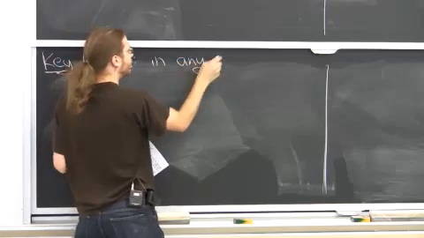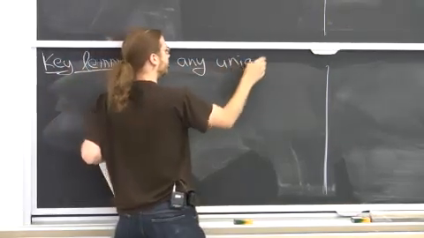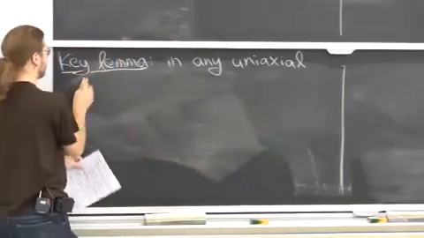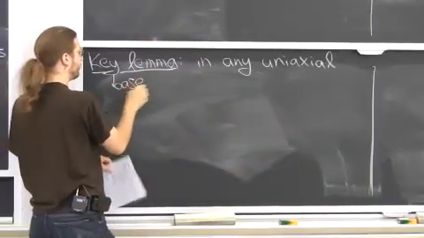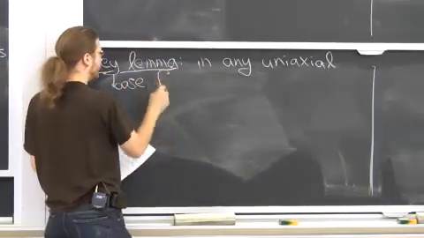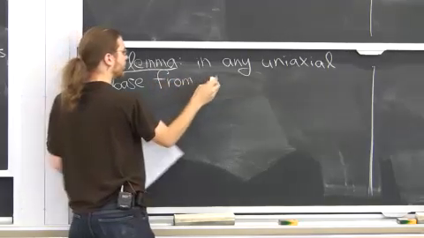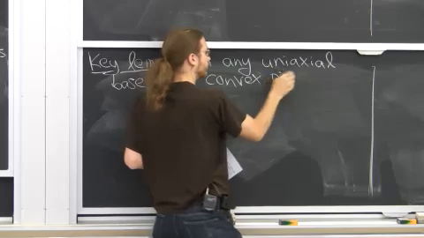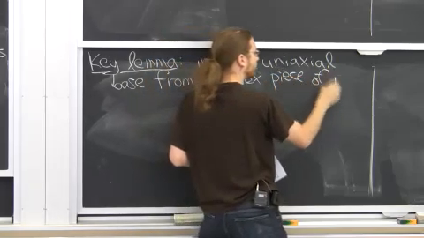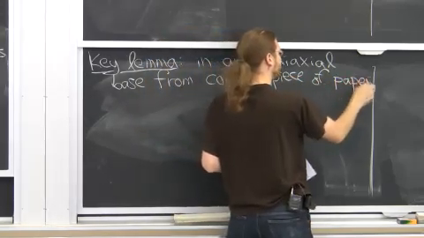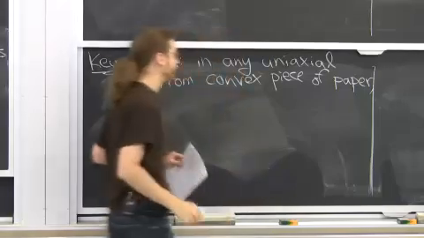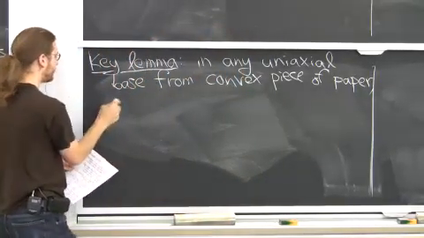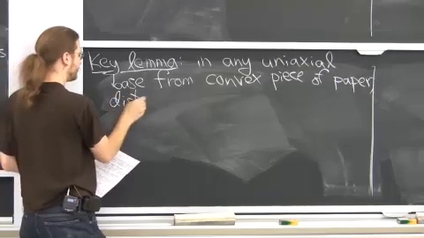Let's suppose you want to build a uniaxial base. I'll tell you something that must be satisfied by your uniaxial base, a necessary condition, assuming you're starting from a convex piece of paper, which is the case we usually care about. Usually we're starting from a square or rectangle or something convex. Here's what has to be true.